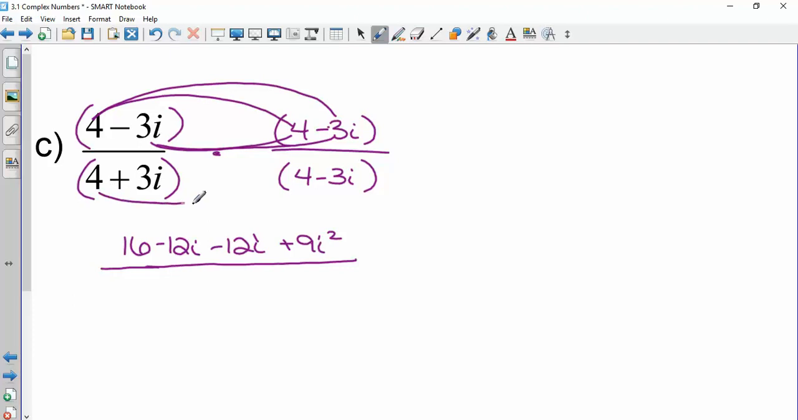The denominator, when you FOIL, 4 times 4 gives us 16. What happens when you do the outside and the inside, though? They cancel because they're conjugates. You get minus the 12i and plus the 12i. Minus 9i squared.